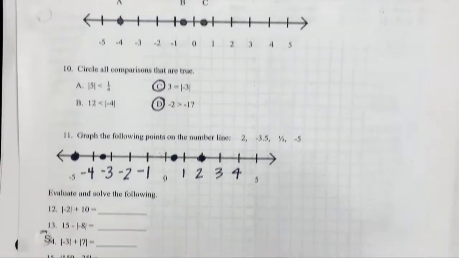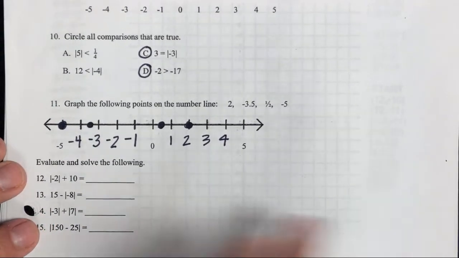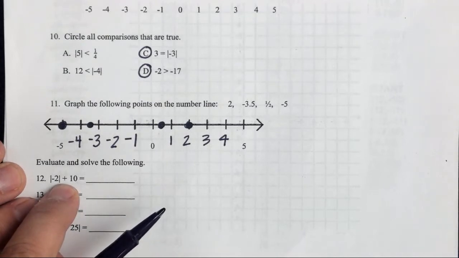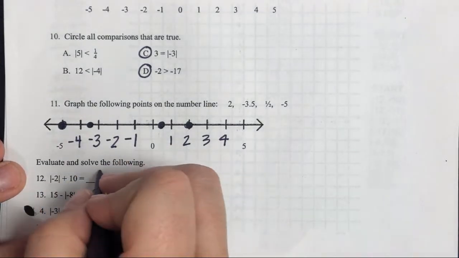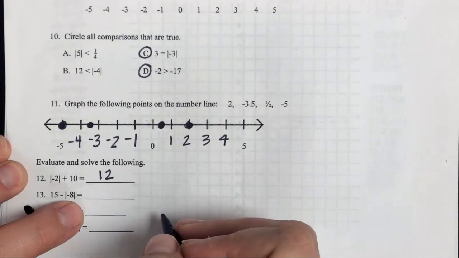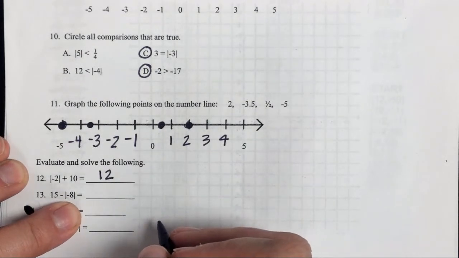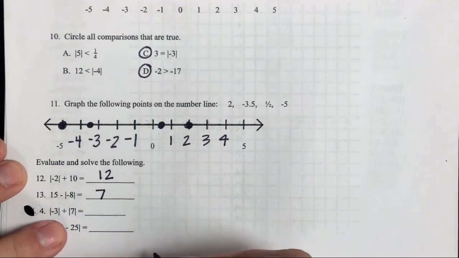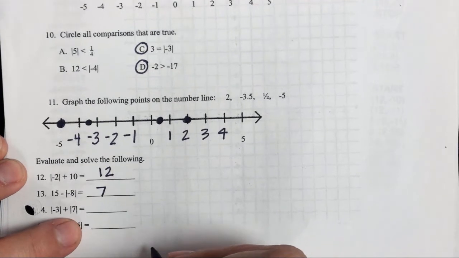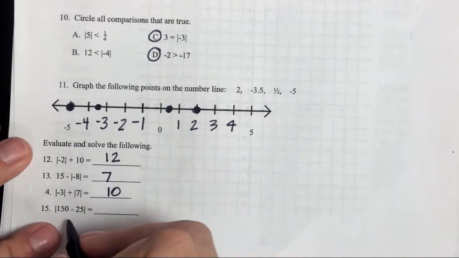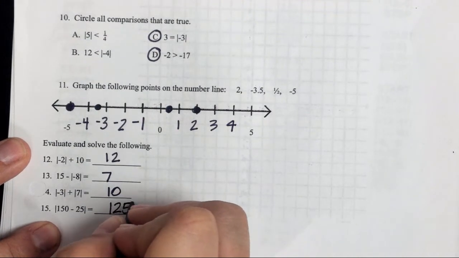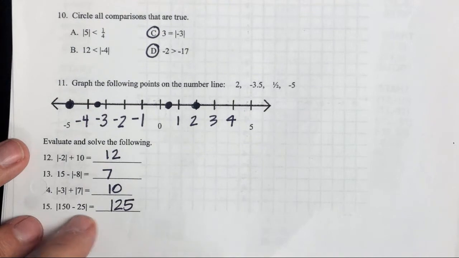Okay? Look at the bottom section. Evaluate and solve. Evaluate, guys, just means to solve. So, what's the absolute value of negative 2 plus 10? Very good. Absolute value of negative 8? So, what's 15 minus 8? 7. Okay, absolute value of negative 3 plus 7? 10. And the last one? 125. Because we're doing subtraction, and then, of course, the absolute value of that, which is still positive.